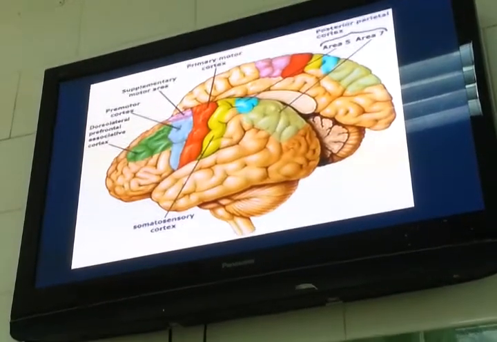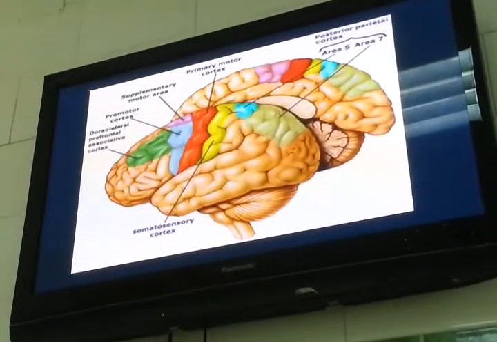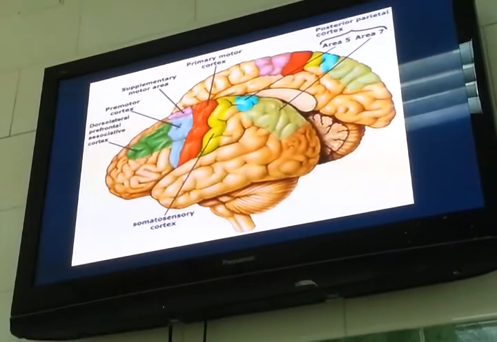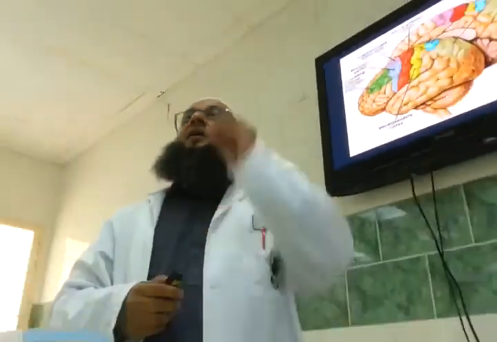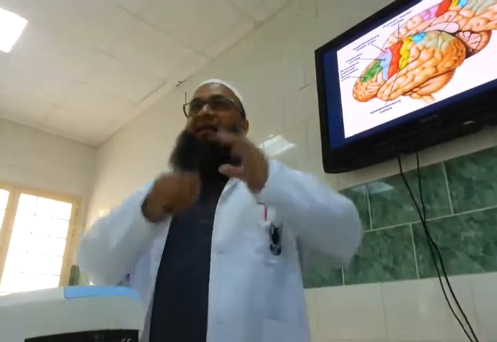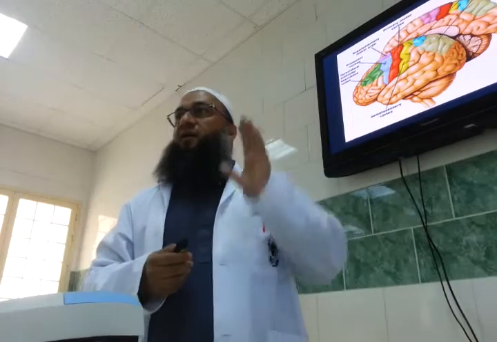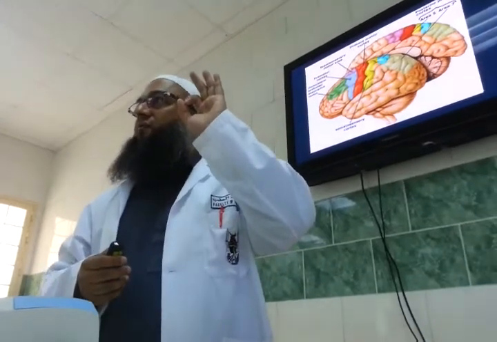Now, what are the functions of these parts? This primary motor cortex is a very essential part. It controls almost all the muscles of the body, but individual muscle. It initiates movement of the muscle. Initiate. Okay, it controls the single muscle. Contraction of the individual muscle.